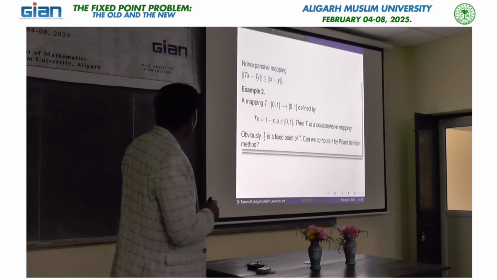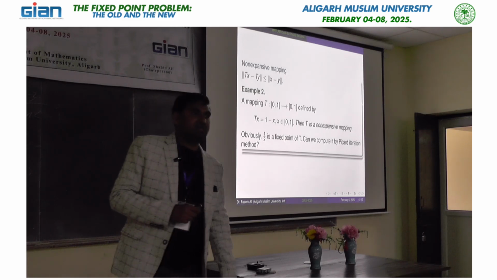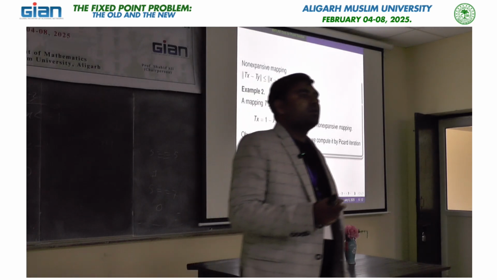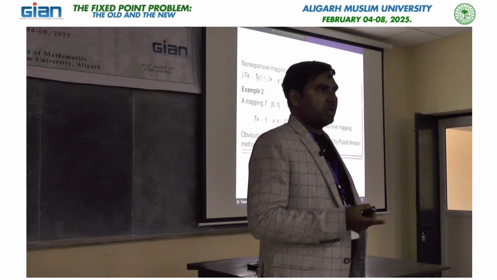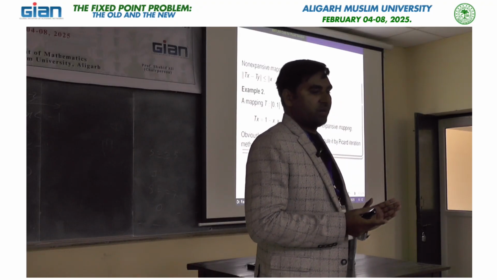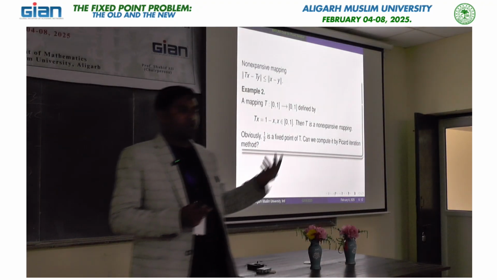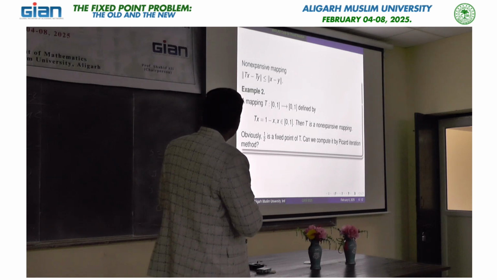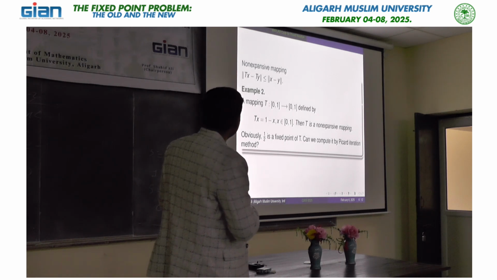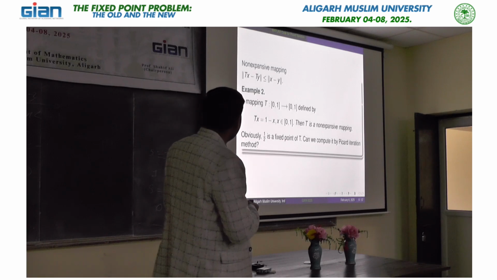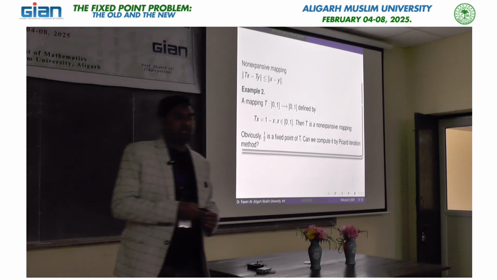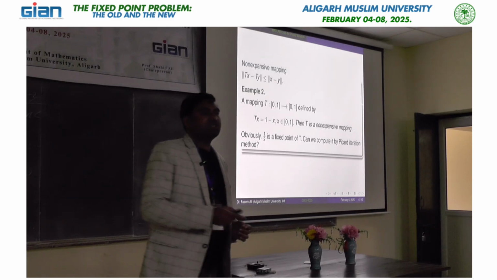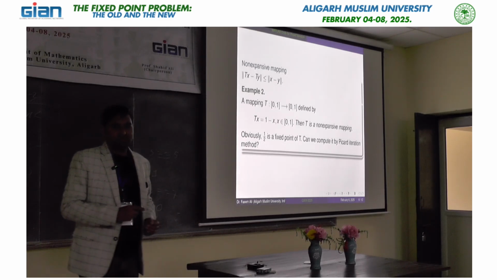Now, the second example. In the morning, Javi sir already explained that the Picard iterative algorithm converges to fixed points of a contraction mapping. If the mapping is non-expansive, then the Picard iterative algorithm may or may not converge. So this is another example. Here T is defined on the closed interval 0 to 1 by Tx = 1 minus x. Then obviously T is a non-expansive mapping, and 1/2 is the fixed point of this map.